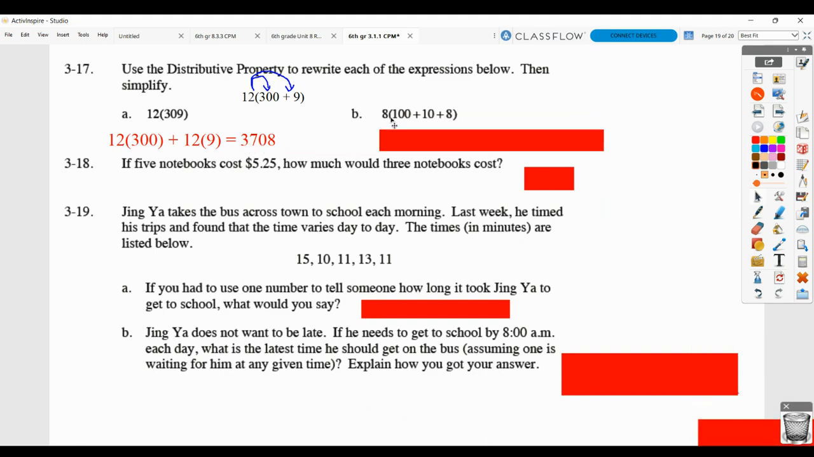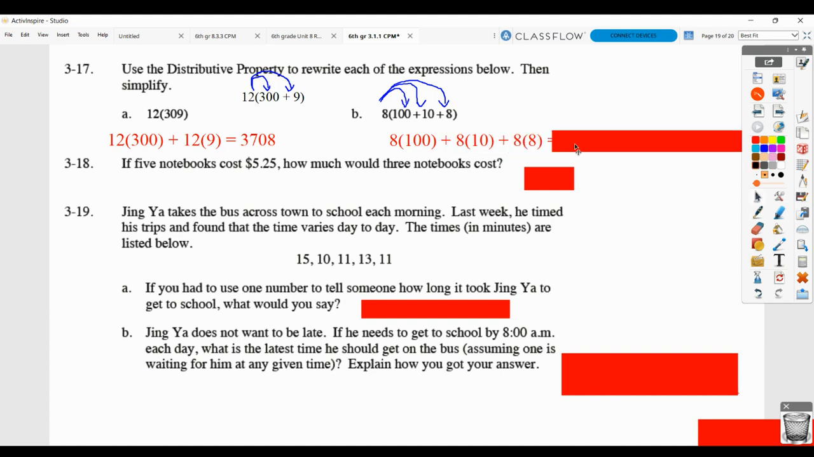Now for B, they already have it broken apart. So we're going to say 8 times 100 plus 8 times 10. There's my 10 arrow, not great arrow, but there's the idea. And then plus 8 times 8. Okay. And then again, I should see this would be 800, this would be 80, this would be 64, giving you this total. So show a little more work than what I have here.